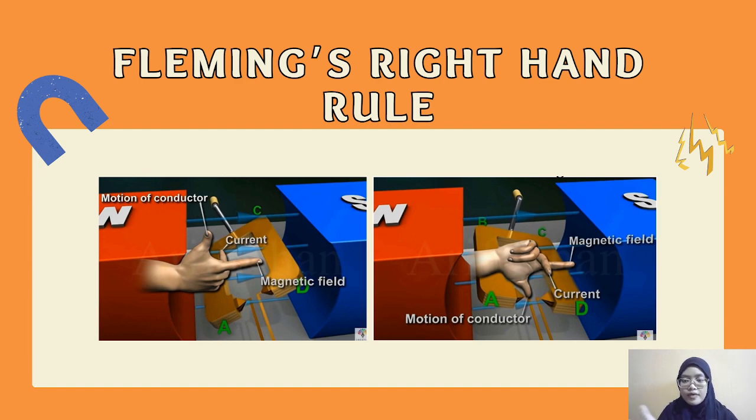At the right picture, if the motion of the conductor is downward, so this is downward, it is the same concept as upward. Only the direction of the current will change and flow to the right. So this is the current, and it flows to the right.